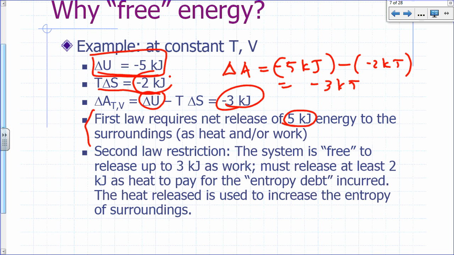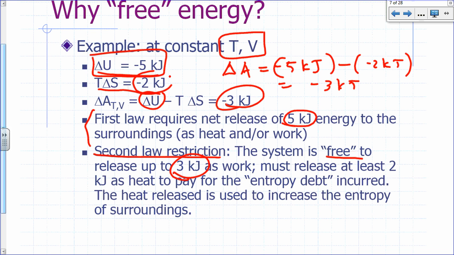But the second law is what puts a restriction on what kind of energy you have to put out. The second law basically says that the system is free to release up to 3 kilojoules of heat. That's why it's called free energy. So that delta A right there, and remember we're talking about constant temperature and volume here. That delta A of negative 3 basically says that according to the second law, you're free to release up to 3 kilojoules of heat as work.